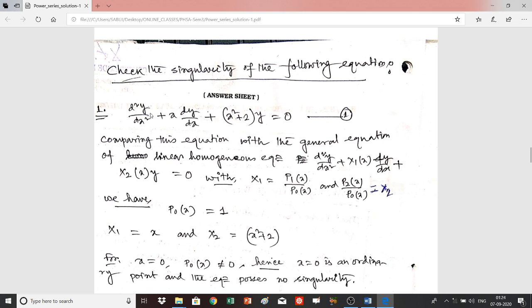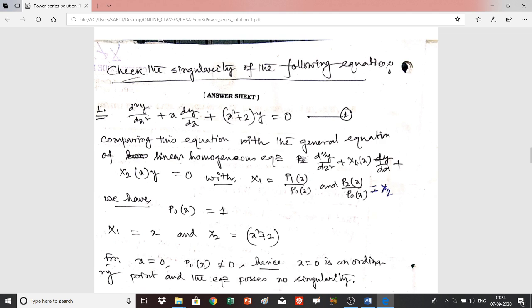To do this, first we rearrange this equation. No, it need not be rearranged. Here it is simple; the equation is given. So we just compare this equation to the general form of the linear homogeneous equation, that is d2y by dx square plus X1 times dy by dx plus X2 times y equal to 0. It is clear here that this term is multiplied by P0(x), and here P0(x) is nothing but 1, and this is P1(x), that is P1(x) is equal to x, and this term x square plus 2 is P2(x), that is P2(x) is equal to x square plus 2.